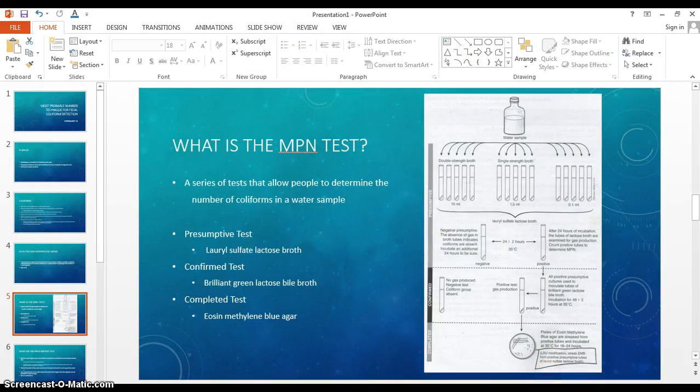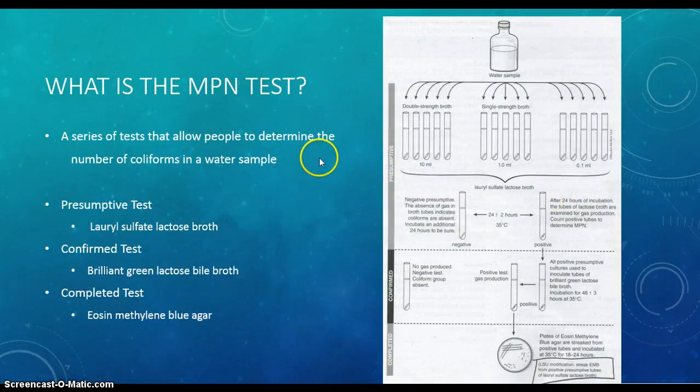But right now we're going to go over a general overview of what the MPN test is. It's a series of tests that allows people to determine the number of coliforms in a water sample. The first test is called the presumptive test, and we use lauryl sulfate lactose broth, or LSL broth. The second one is the confirmed test, and we use brilliant green lactose bile broth. And then the completed test, the third test of the series, uses eosin methylene blue agar.